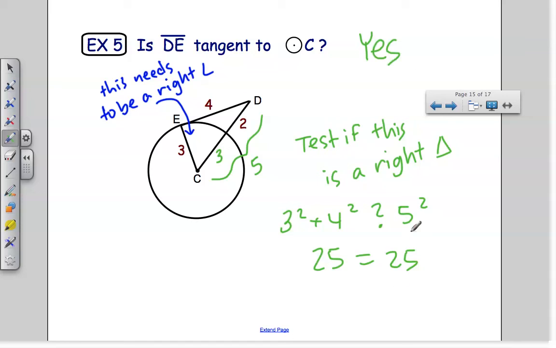Yes, because this is a right triangle. Check. Therefore, if it's a right triangle, this is a right angle. Check. If this is a right angle, DE is tangent to circle C because the radius drawn to that point of tangency, point E, is at a right angle. Okay, so testing again whether you have a tangent line is based on whether a radius drawn to that point of tangency is a right angle.